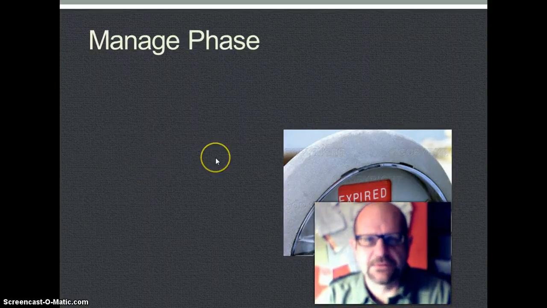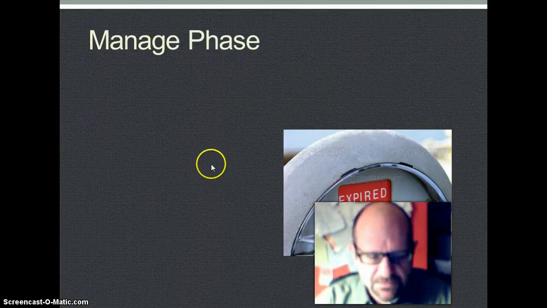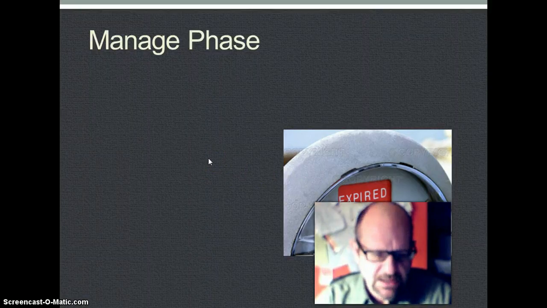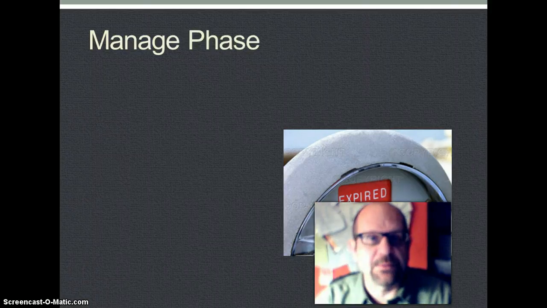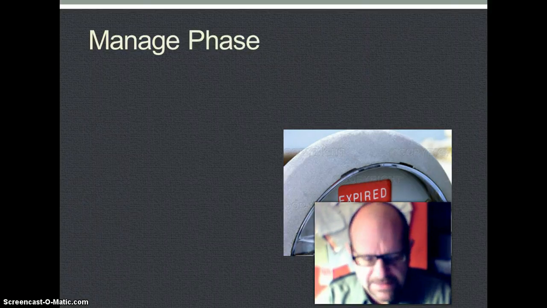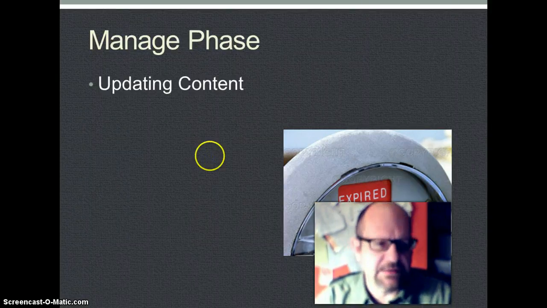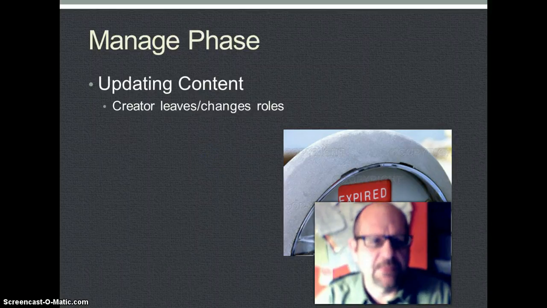The manage phase. Has your content expired? This really focuses on updating the content, particularly around the ownership. The most common problem is a content creator leaves or changes roles. For example, a biology professor leaves after the current school year. What will happen to all that content that he was monitoring? And then finally, as we said, updating the content, the big problem, the creator leaving or changing roles.